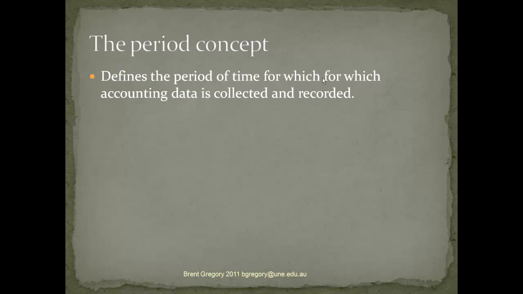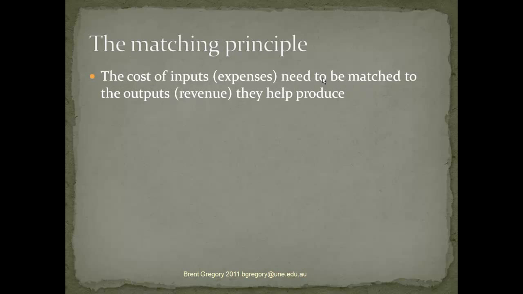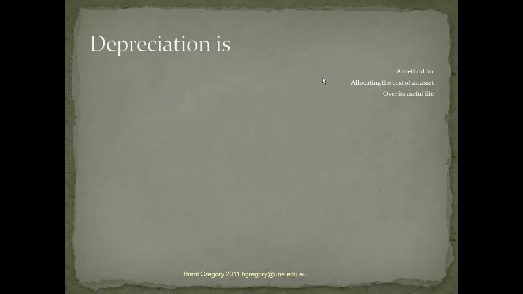The period concept defines the period for which our accounting data is collected, recorded and reported. Typically this is going to be a year. And the matching principle says that we need to match our expenses to the revenues that they help us produce. In other words, we match our inputs to our outputs. So this brings us back to depreciation.